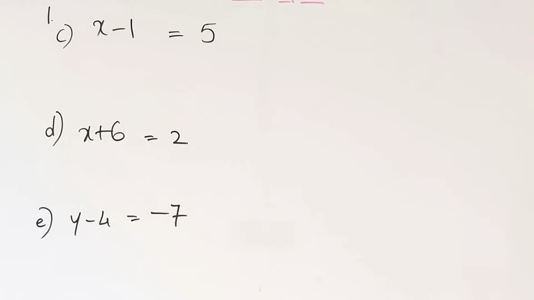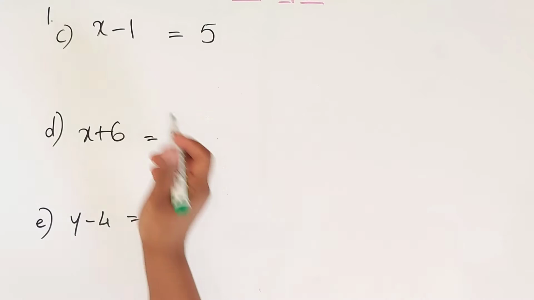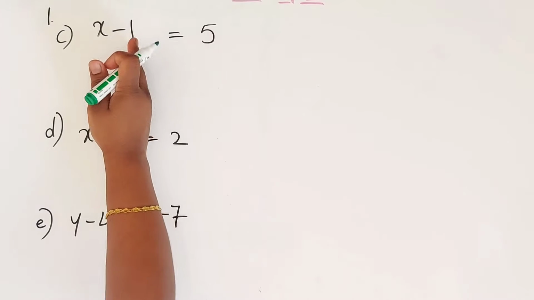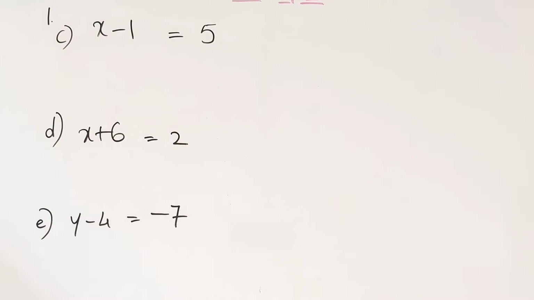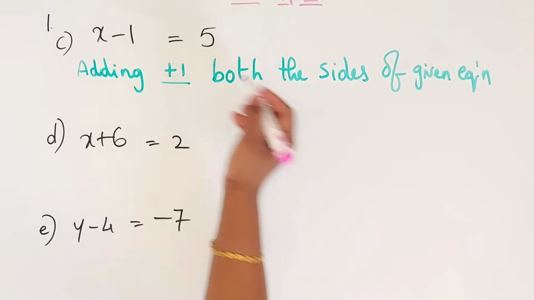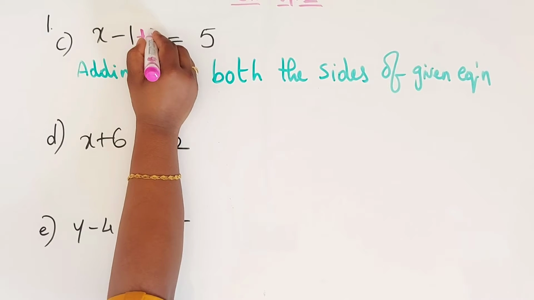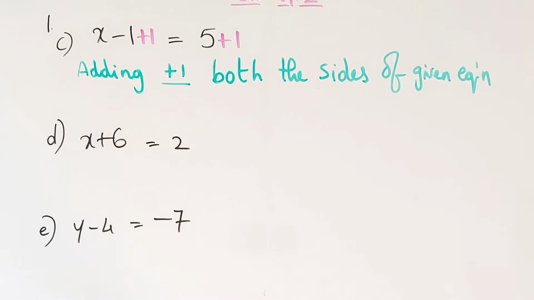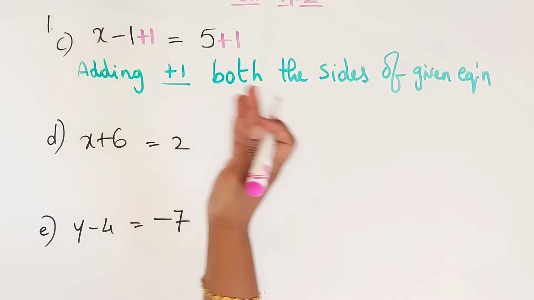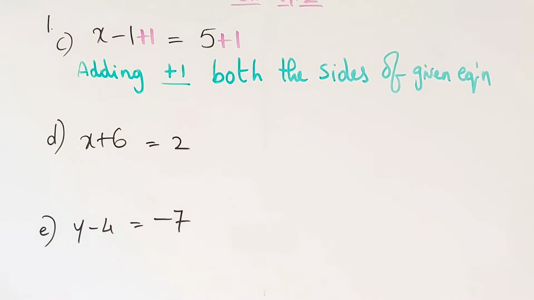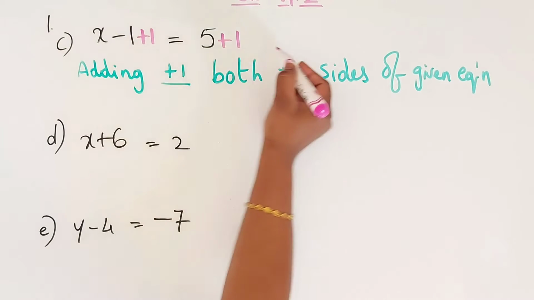Now question C, children. x minus 1 equal to 5. Here with x we have negative 1. That means we have to add plus 1 both the sides. Right, children? Now add plus 1 both the sides, children. Left hand side also we have to add plus 1 and right hand side also we have to add plus 1. Any arithmetic operation if you are doing, we have to do both the sides of the equation, children.